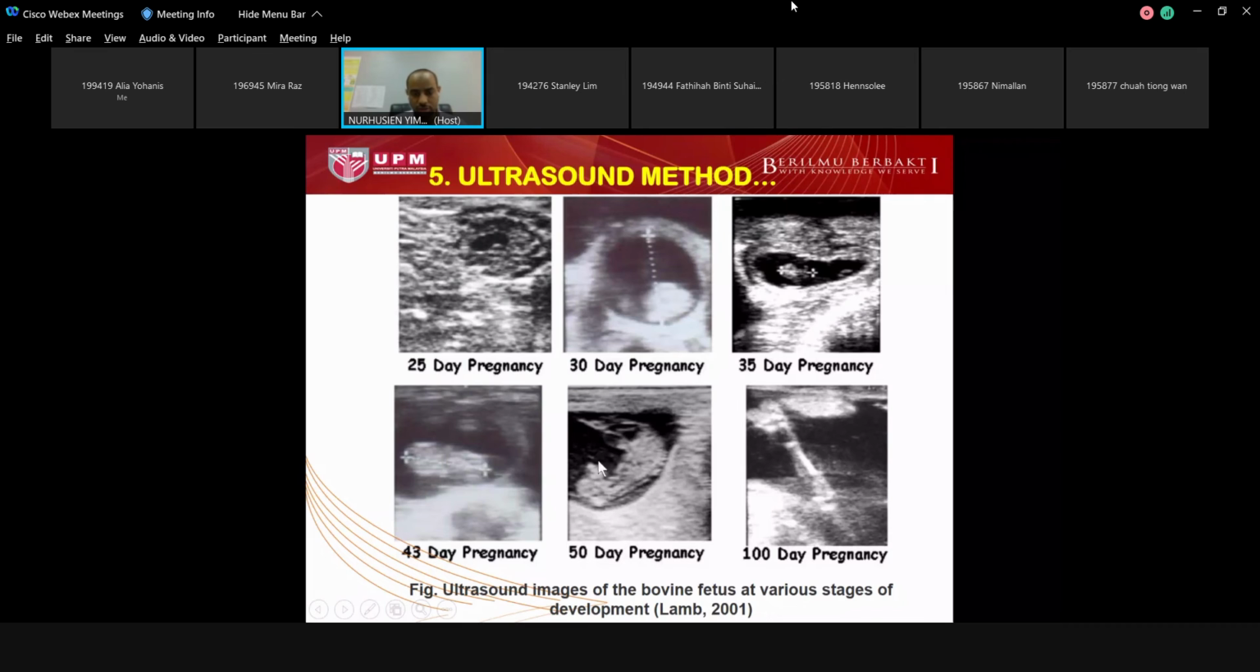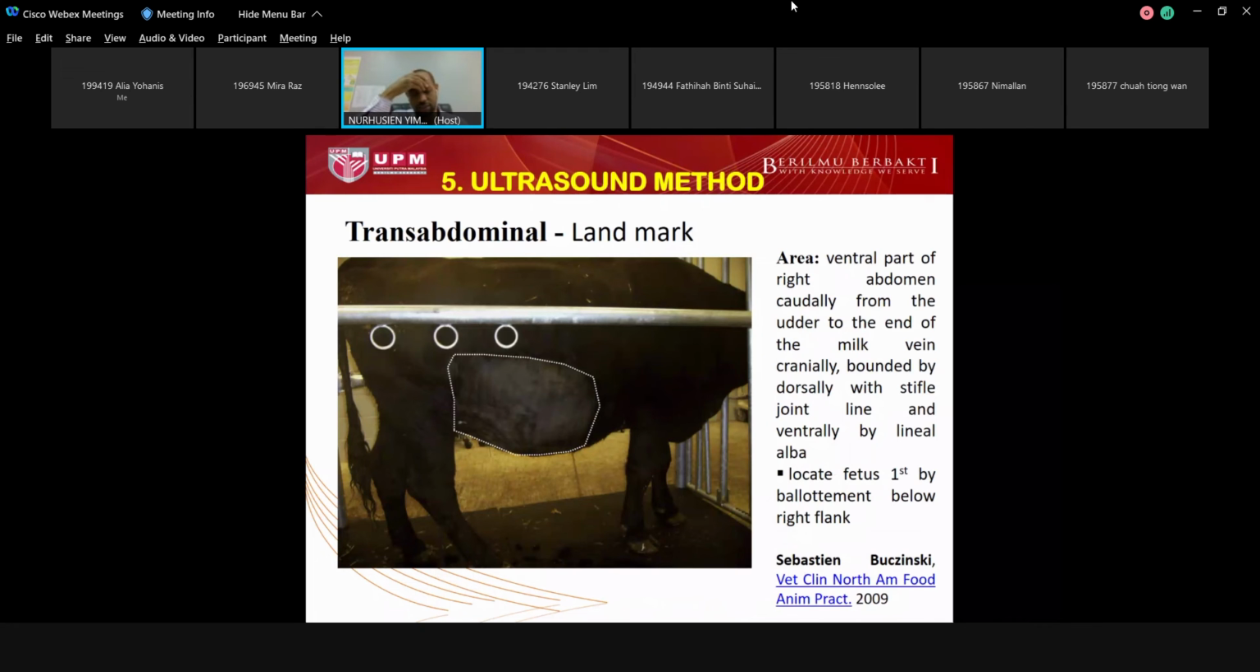So now you can see organogenesis completed. You can see the different parts of the body, the head, the eyes, the limbs, the body, the trunk, and so forth. So you can get the details of the information by using this ultrasound method. For the transabdominal method, as I said, it is not a common method. And if it is applied, it's going to be during the late stage or advanced stage of pregnancy, which is more than 6 months of pregnancy. And this is the location where you can scan abdominally.